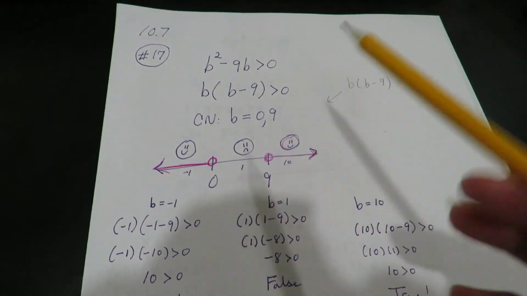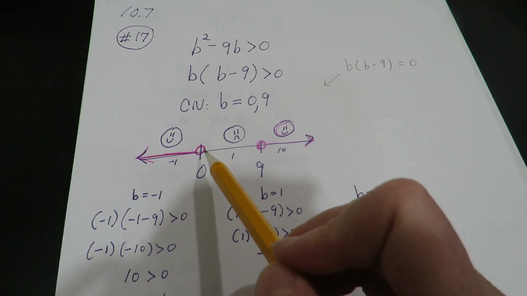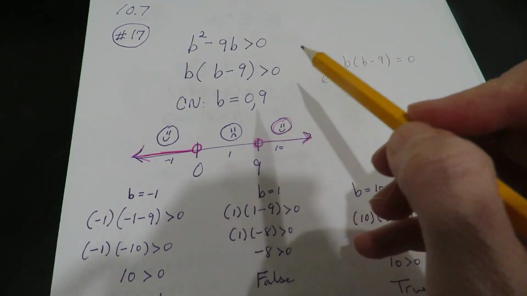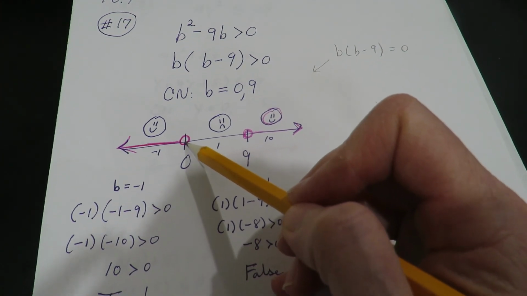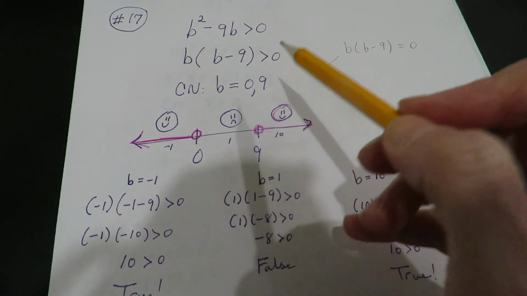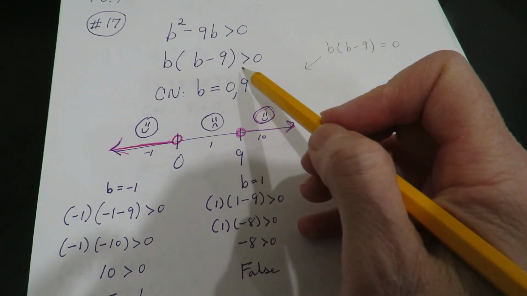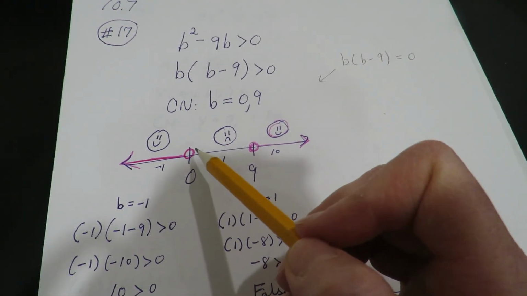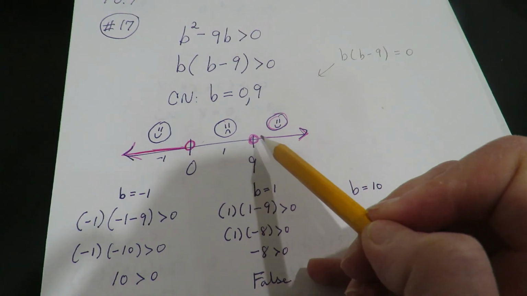It's not equal. All right, then when you put 0 and 9 on the number line, you have to say whether the critical numbers are included or excluded. Since this doesn't have the bar in the original question, it's excluded. That's why these are open circles.